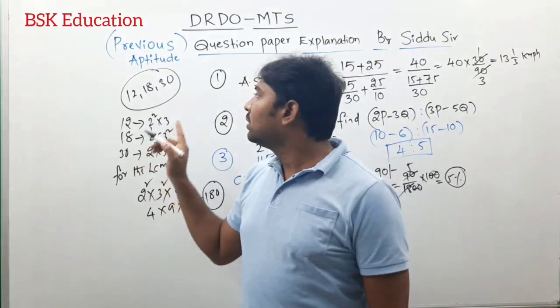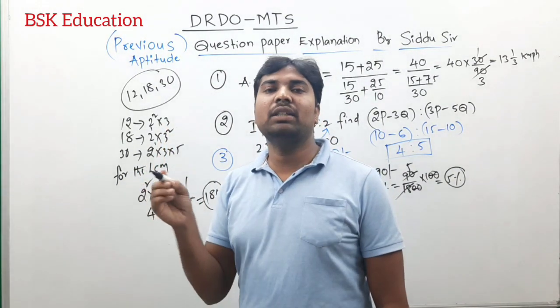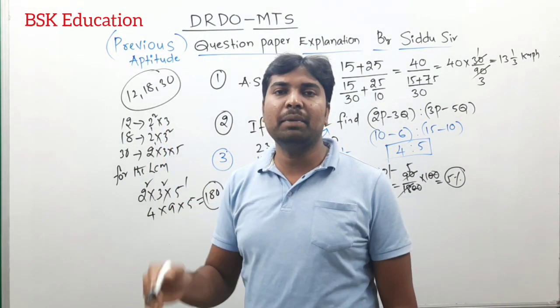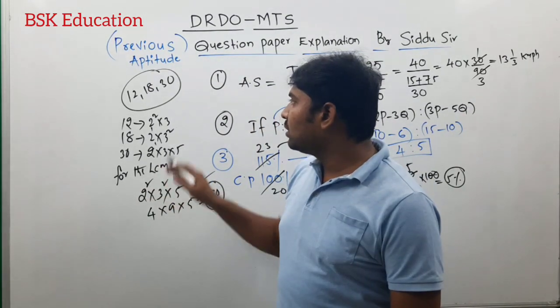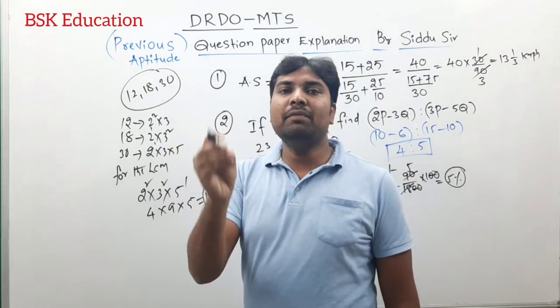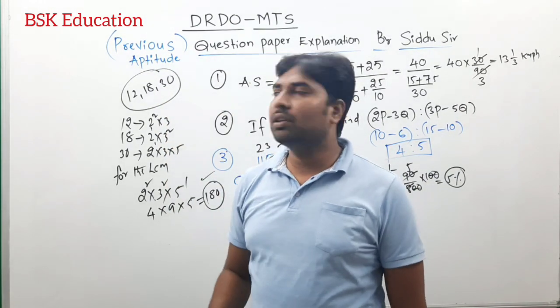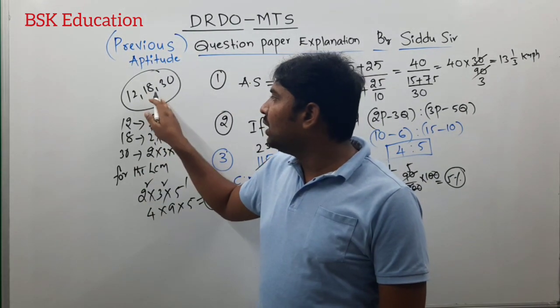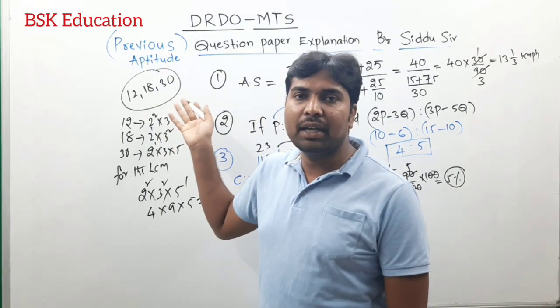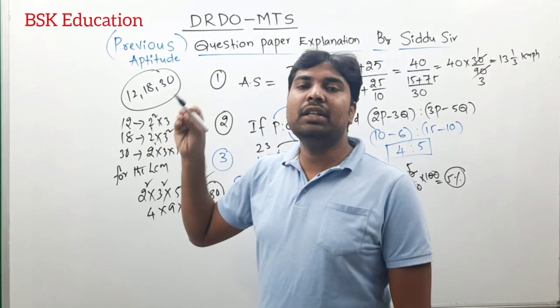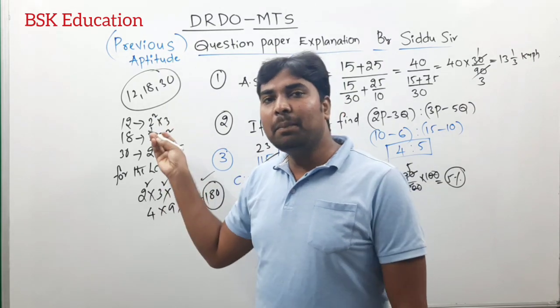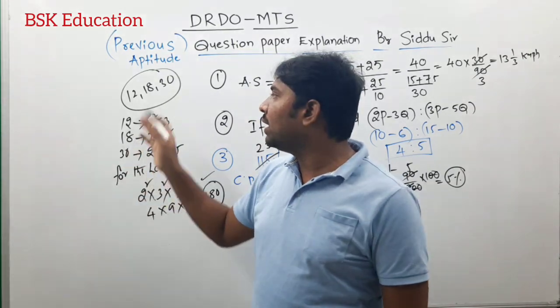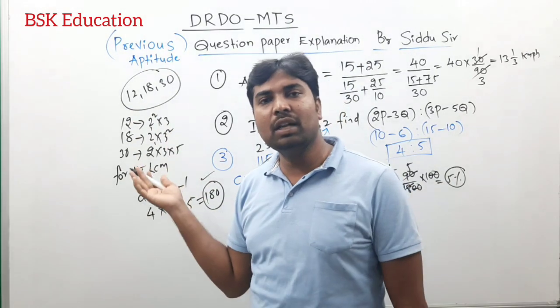So simple guys. The LCM of 12, 18, 30 is nothing but 180. Or else you can take the multiples of the greatest number. Among 12, 18, 30, the greatest number is 30. So take the multiples of 30. If a multiple of 30 is divisible by the remaining numbers, that is called the LCM.